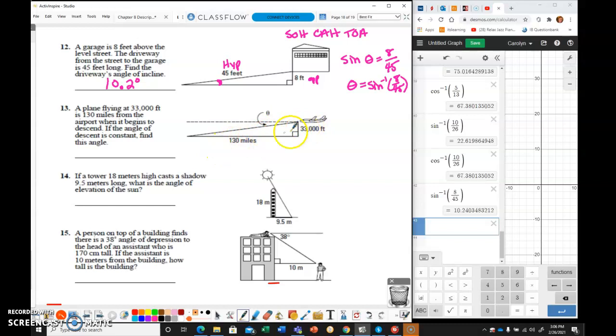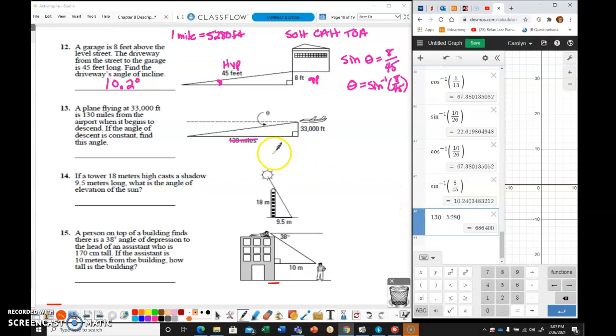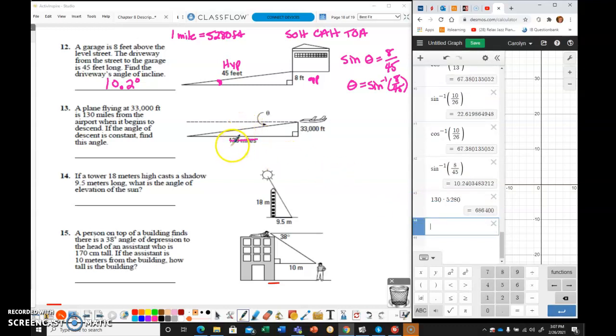Now we have a plane, the height of the plane. Notice that these two things are not in the same units. We need to get them to the same units. And I told you before, you need to remember that 1 mile is the same as 5,280 feet. So the first thing I'm going to do is change this 130 miles into feet. So 130 times 5,280. So that's going to get me, this number down here should actually be 686,400. So now that I have it all in the same units, I'm okay to keep going.